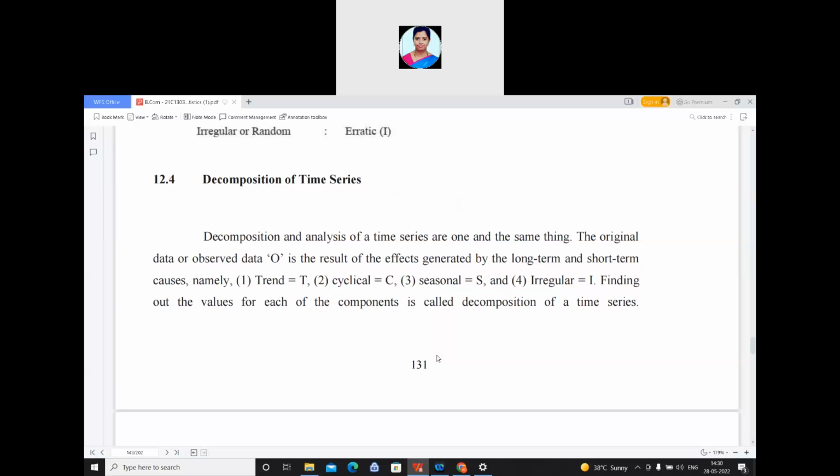So here we are using the notations: trend, denoted by the letter T, cyclical C, seasonal S, and irregular I. Finding out the values for each component is called the decomposition of time series.